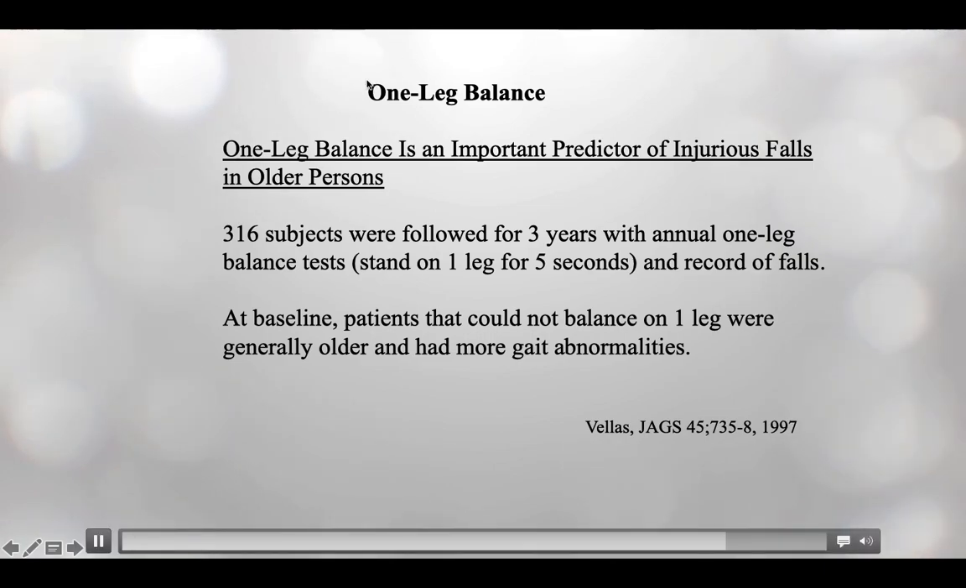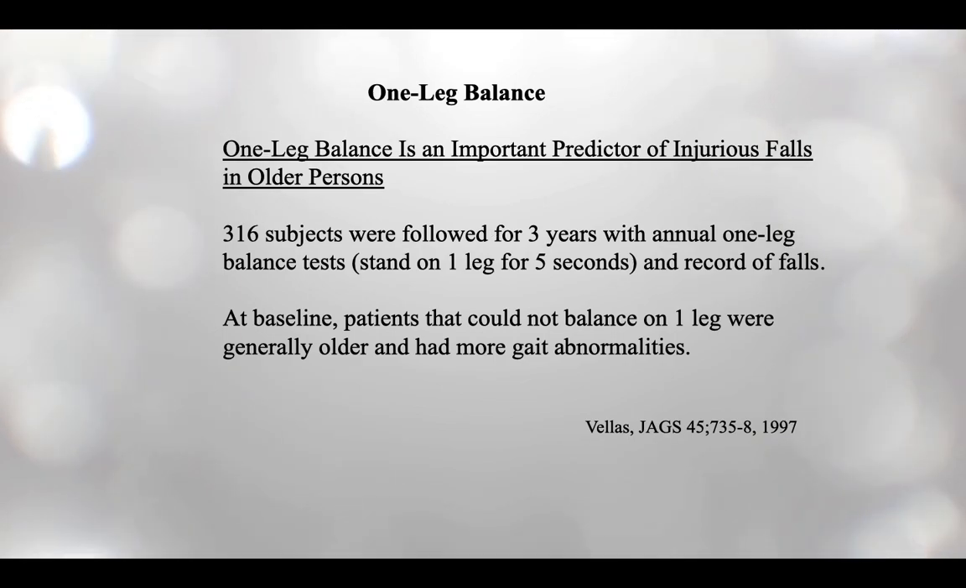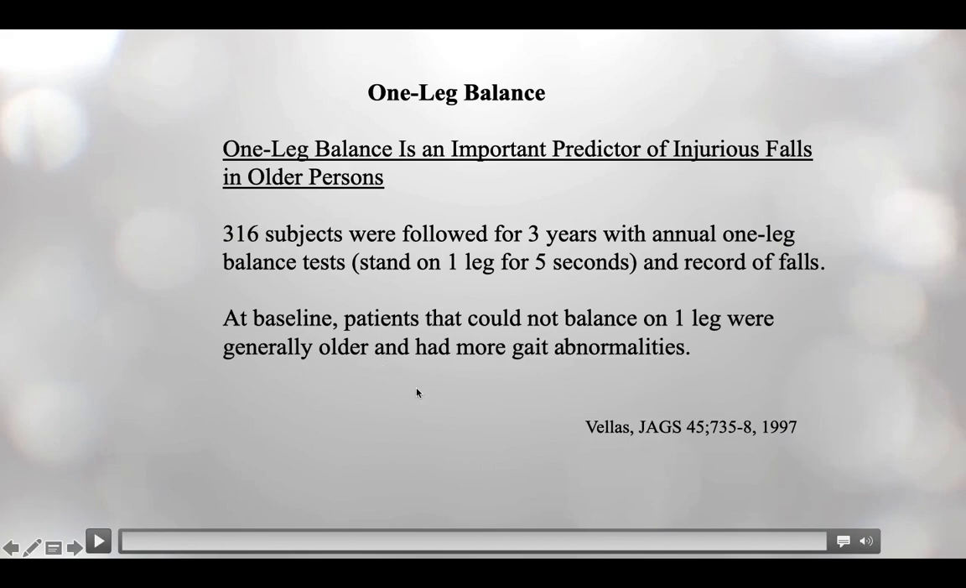Then we will go for the one leg balance test. It is a very important predictor of injurious falls in older persons, and yes, it is an immediate test which you can do without explaining anything to the patient, just asking him to stand on one leg, turn by turn, on the right and on the left.